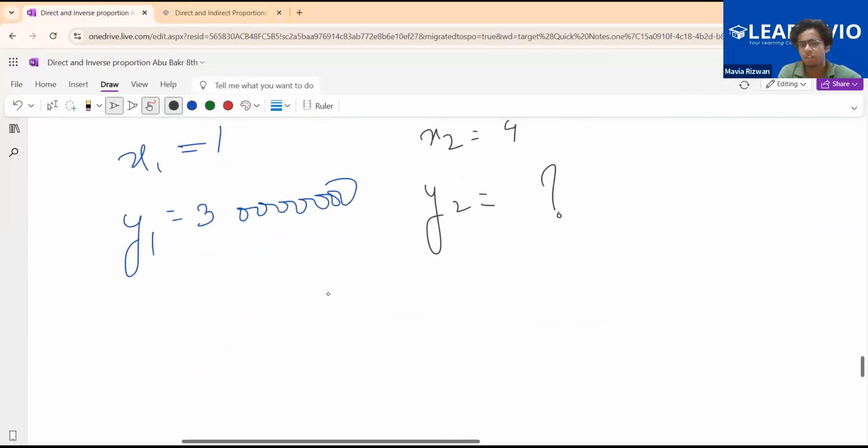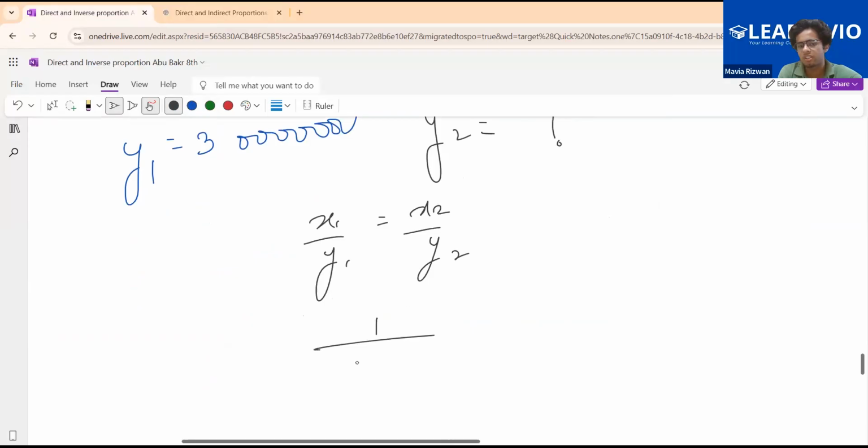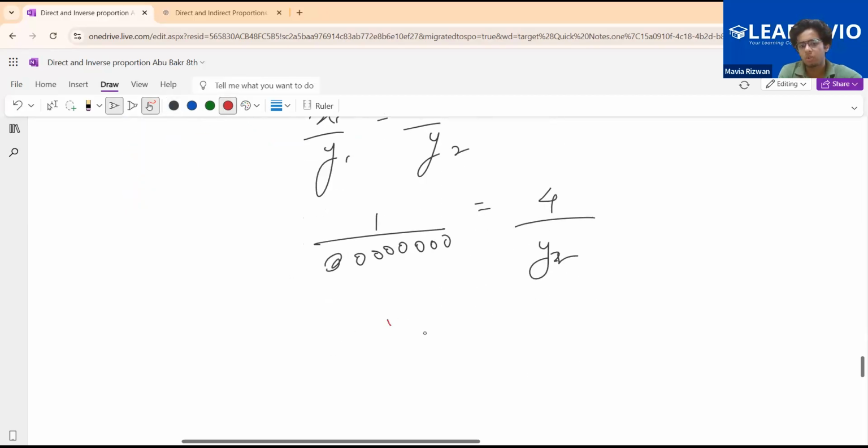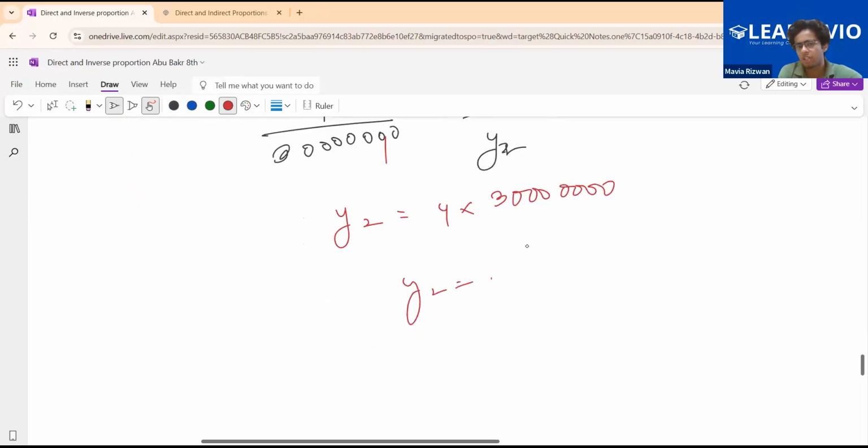Just put it in the formula. x1 by y1 is equal to x2 by y2. Where x1 is 1, y1 is 3, 1, 2, 3, 4, 5, 6, 7, is equal to x2 is 4 by y2. Now from here, take the cross multiplication, so y2 is equal to 4 into 3, 1, 2, 3, 4, 5, 6, 7. So y2 is 4 threes are 12, and then these 7 zeros.